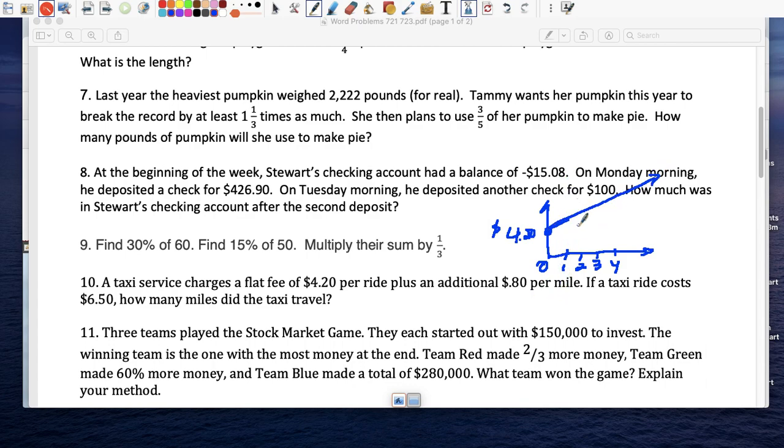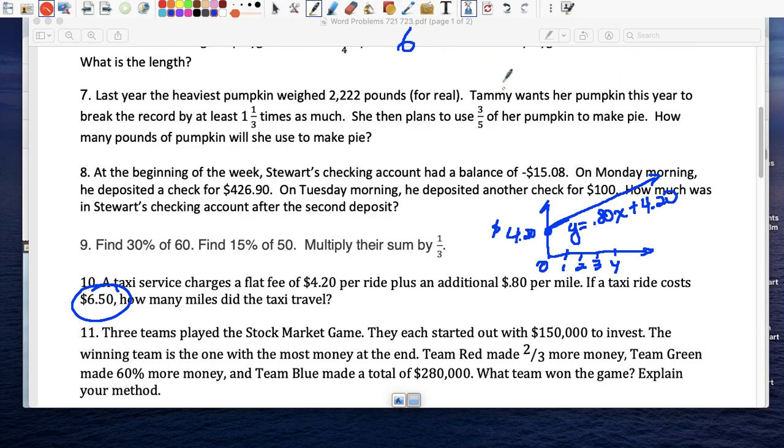Right. So our equation here, what's our slope? Our equation is going to be y equals 0.80x, with x representing the number of miles, plus that $4.20 flat fee that we pay just for being in the cab. So if you ended up paying $6.50, how many miles did you travel?